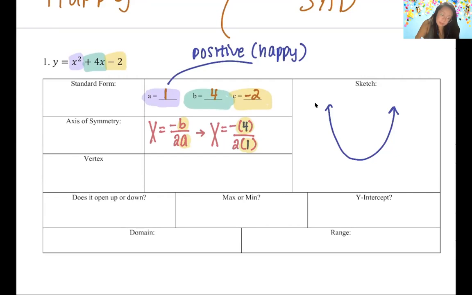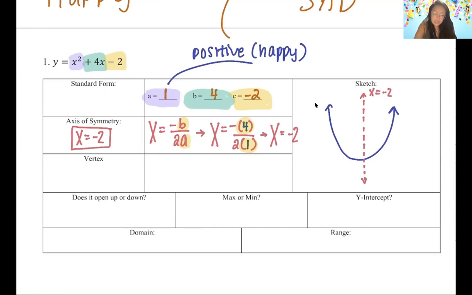If you go ahead and plug this into your calculator, you will get x equals negative 2, and let's write our answer in over here. That is our axis of symmetry. Okay, so if you're trying to visualize it, let's add this to our sketch. If I drew the line that cuts my parabola in half, like makes it symmetrical, this would be the line x equals negative 2.